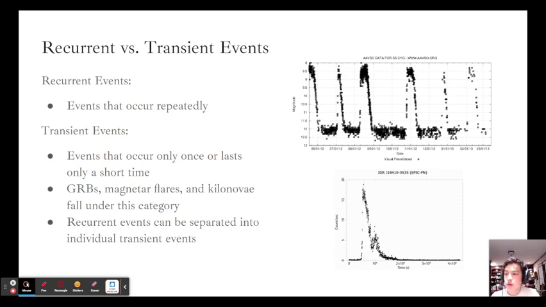So the difference between recurrent and transient events, just for clarification, is that recurrent events are ones that occur repeatedly in a pattern. They generally have a probability of occurring over again, and this probability decreases over time. Transient events, on the other hand, are events that occur only once or last a short time, similar to an explosion. Gamma ray bursts, magnetar flares, and kilonovae fall under this category. The shapes are very similar between recurrent and transient events, and recurrent events can be separated into individual transient events.